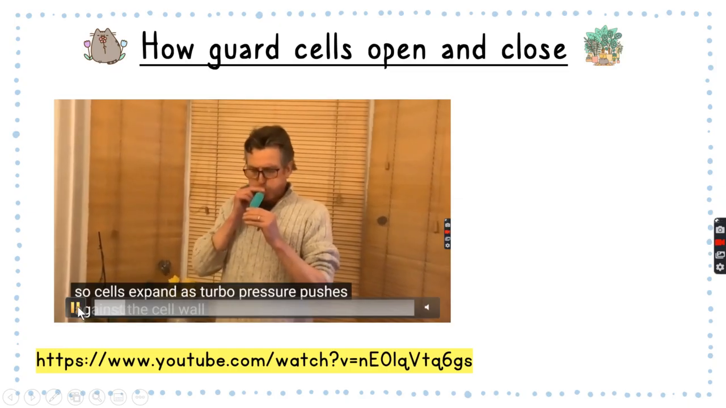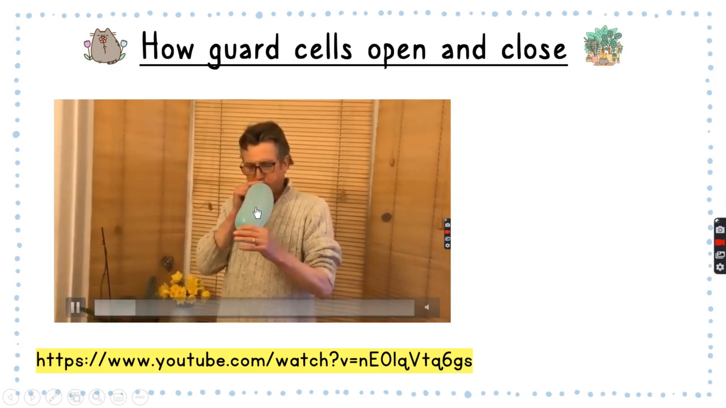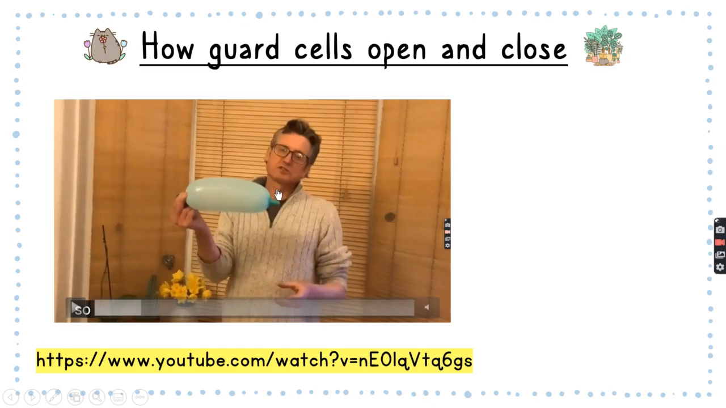So this balloon represents the guard cell. When he blows up the balloon, that shows the guard cell being swollen, but it has only a little bit of a curve, not too much, right? This represents a guard cell without a thicker wall on one side, so it has a more uniform shape.